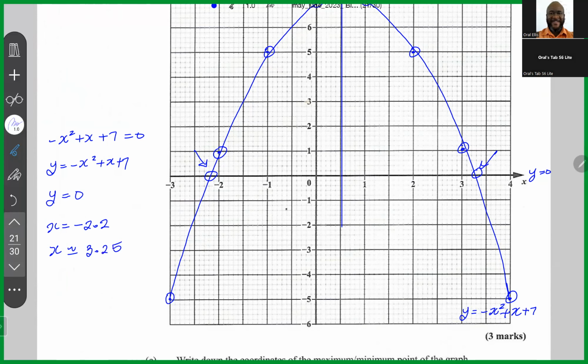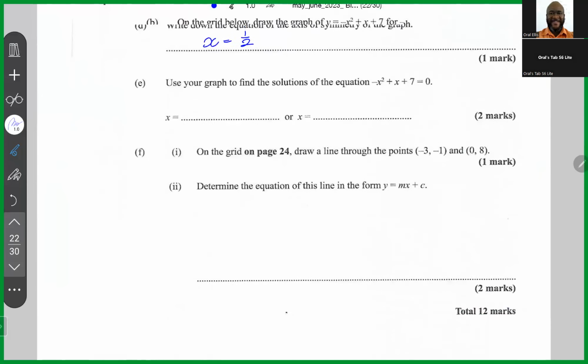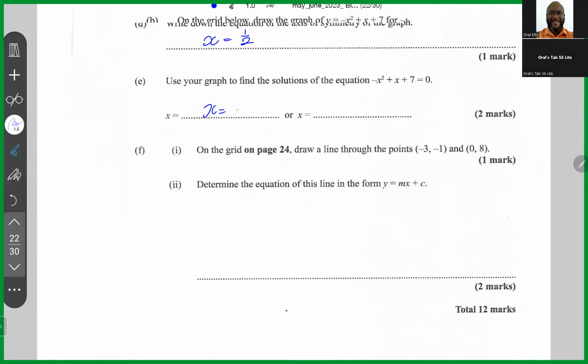3.25. So my solutions would be x is equal to minus 2.2, or x is equal to positive 3.25. Now, when you draw your graph, your answers might be slightly different from mine, but it should not be very different. It shouldn't be way out there different.